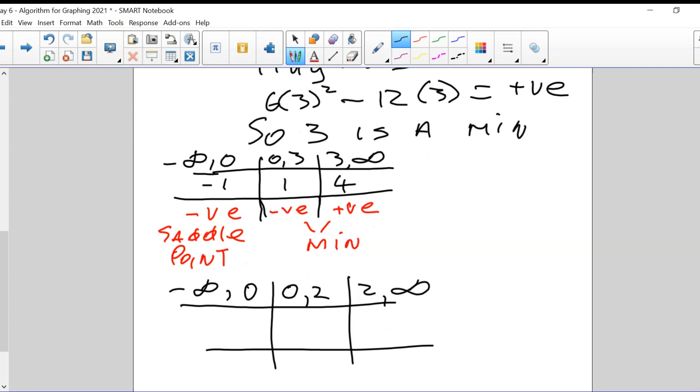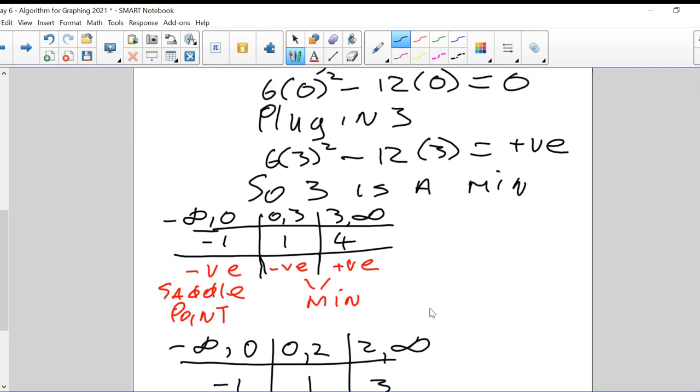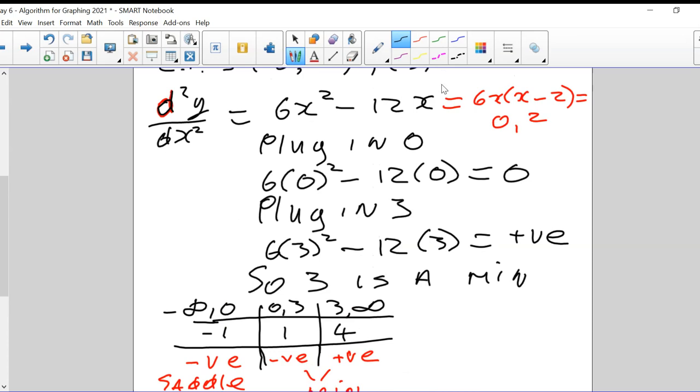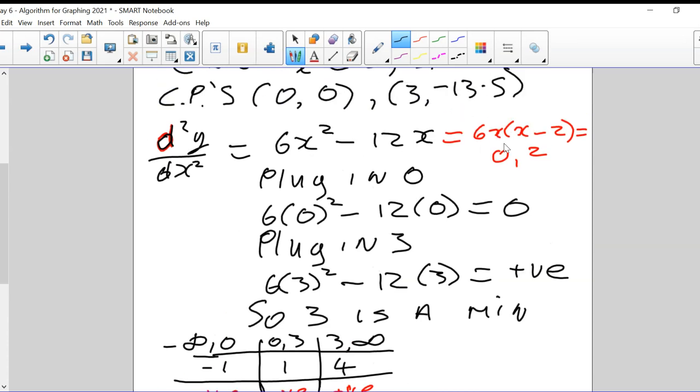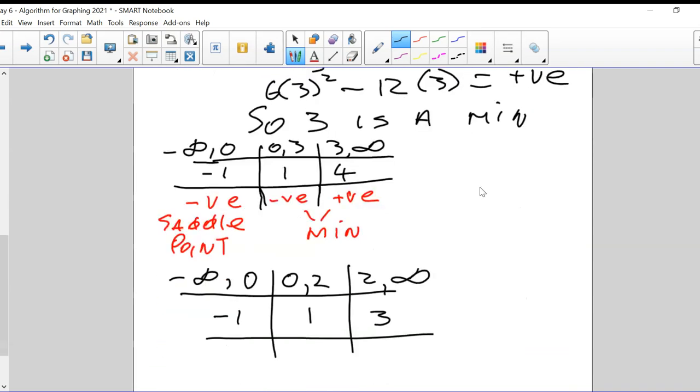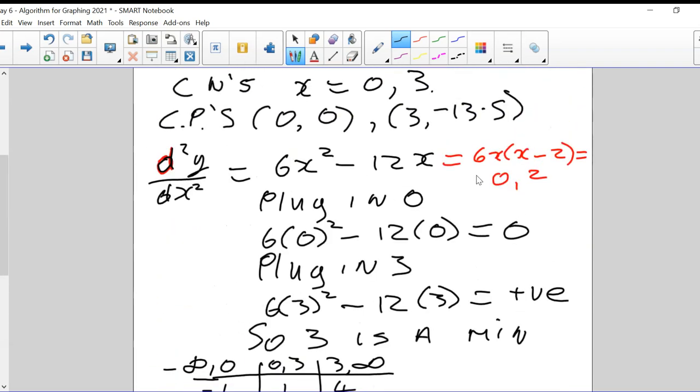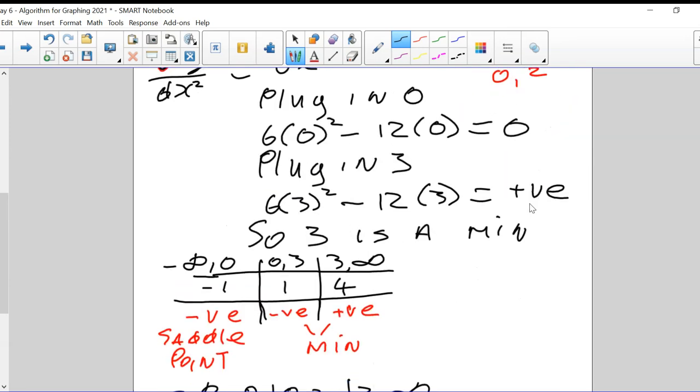All right, let's pick a number. Again, I'm going to go with minus 1. I'm going to go with 1. I'm going to go with 3 this time. We're just going to go ahead and plug those into this second derivative. If I put in -1, this part's going to be negative, and I'm putting minus, so that's going to be negative as well. So I'm going to say this is positive.